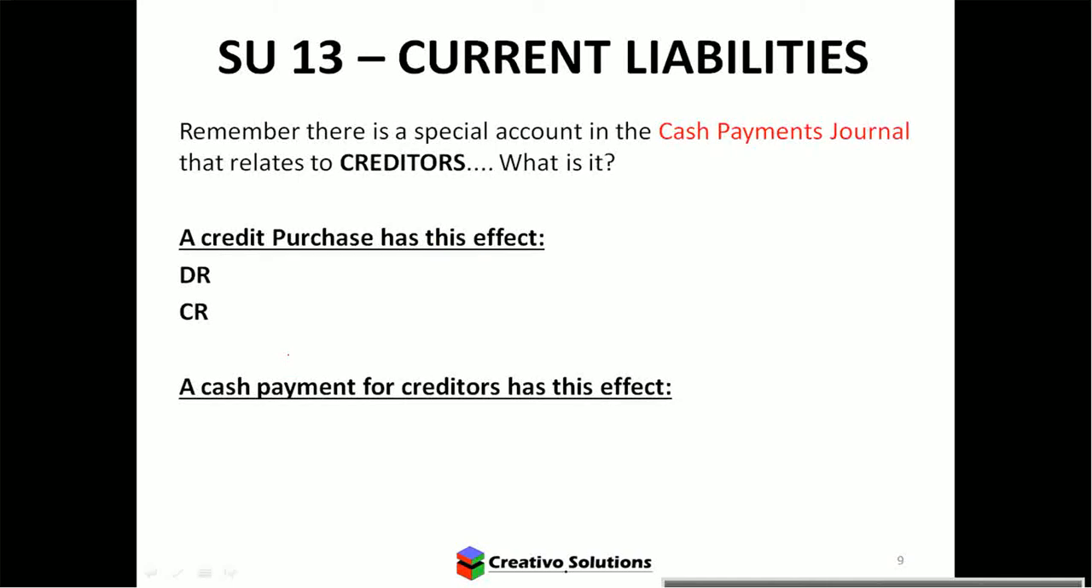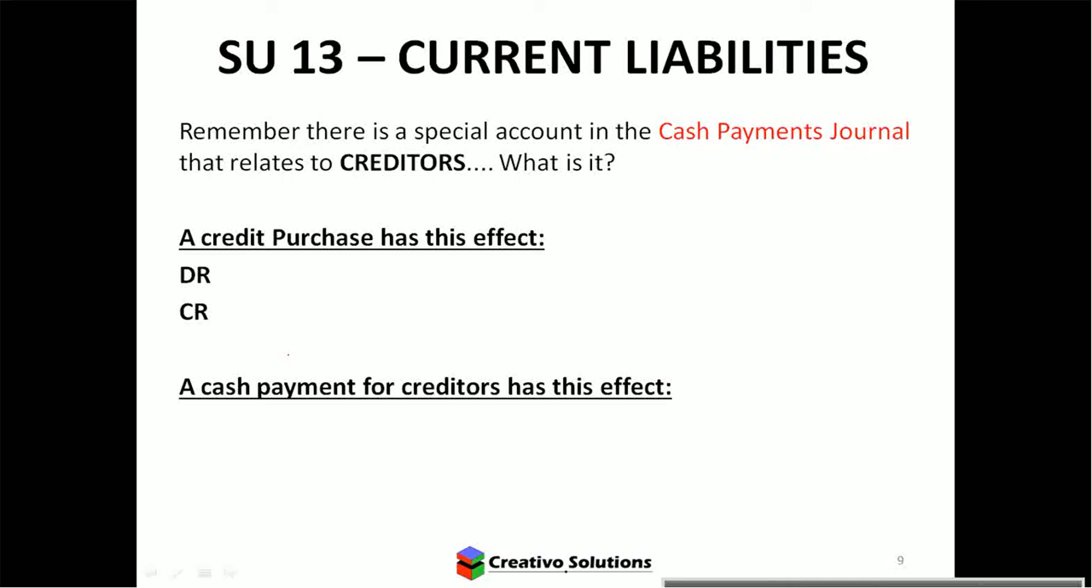Okay, a note here about the cash payments journal. You can see creditors in the CPJ, right? Yes. Why? You pay your outstanding balances. Creditors, yes. Okay, so you're going to pay for liabilities at some point in time. And there'll be a cash payment that's going to be processed, which relates to the creditors. Is there a special account that you can see in the cash payments journal that arises when you make a payment?